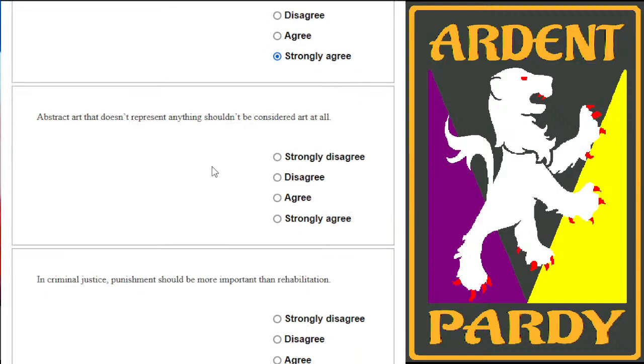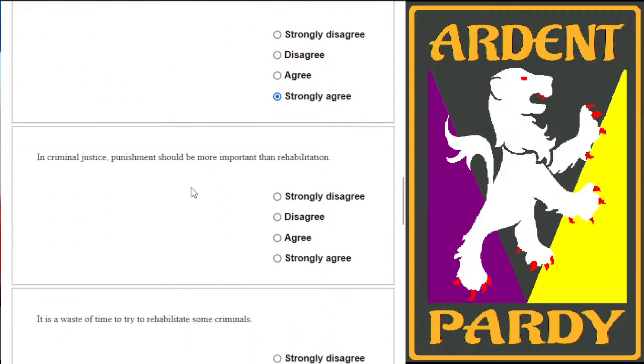Abstract art that doesn't represent anything shouldn't be considered art at all. Trim, you're going to love this one. Strongly agree. I don't think it's art. By and large, I don't think it should be considered particularly artistic, so much as hobby/craft level.